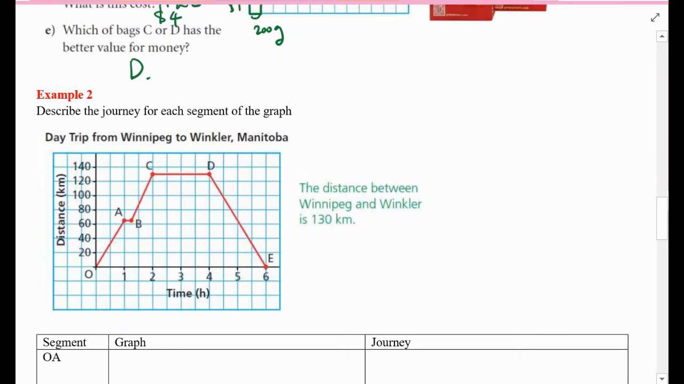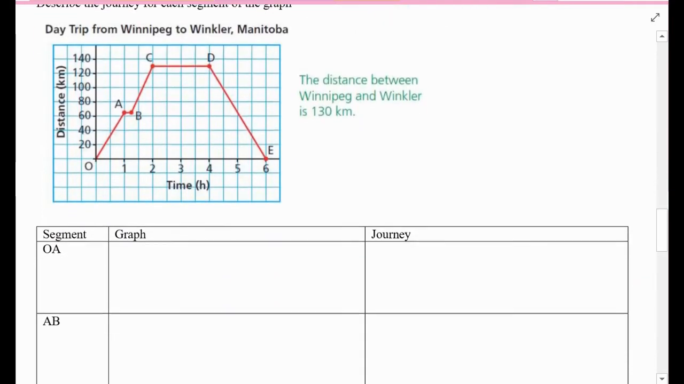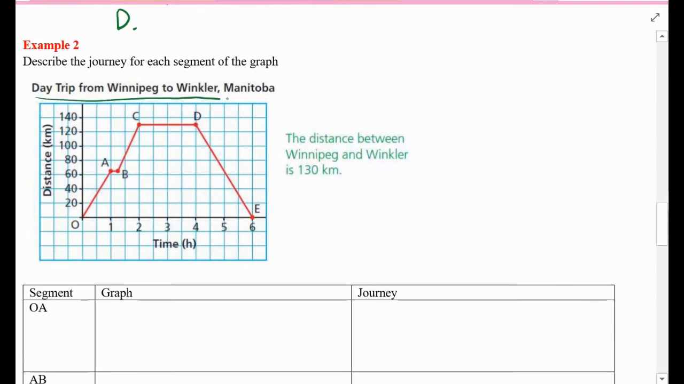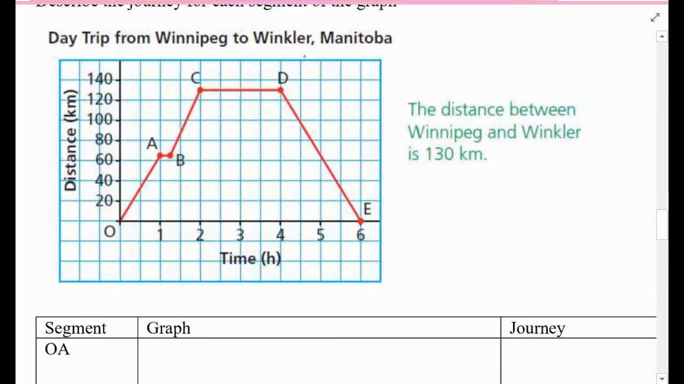Example 2. Describe the journey for each segment of the graph. This is distance over time. The distance between Winnipeg and Winkler is 1,030 kilometers. It's a day trip from Winnipeg to Winkler. You depart Winnipeg, arrive in Winkler, and come back.